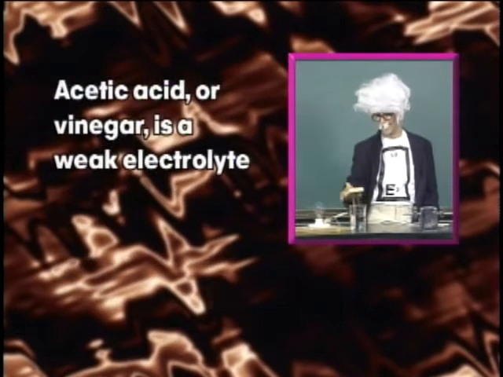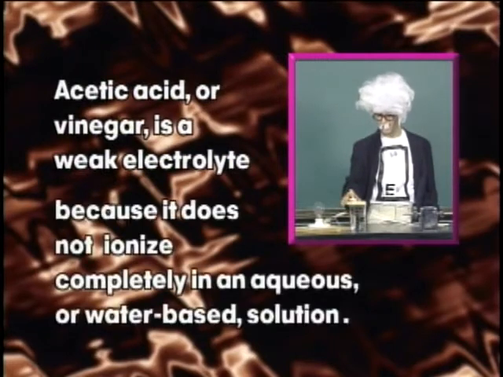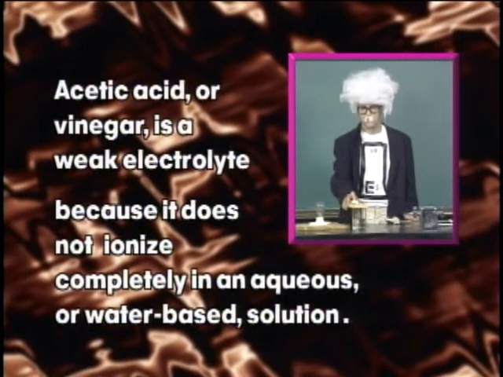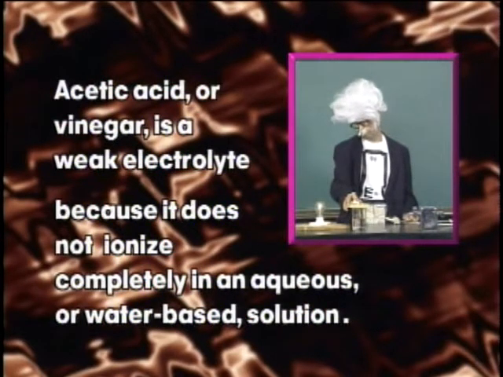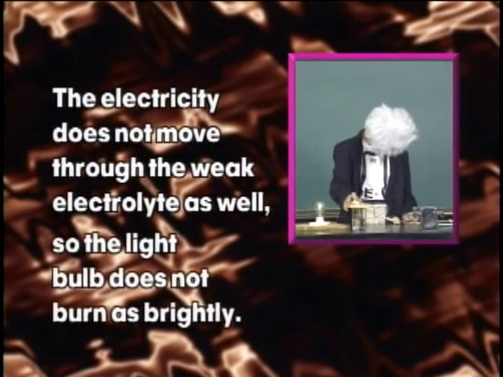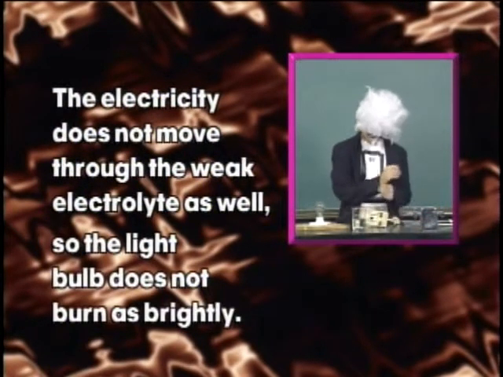Acetic acid, or vinegar, is a weak electrolyte because it does not ionize completely in an aqueous or water-based solution. Only some of the solute is ionic, and the solution is less conductive. The electricity does not move through the weak electrolyte as well, so the light bulb does not burn as brightly.